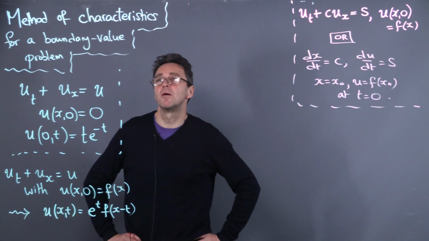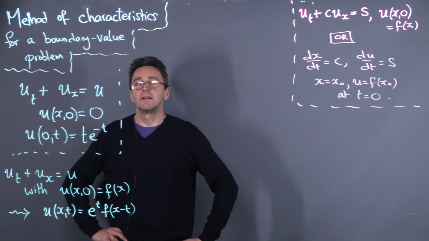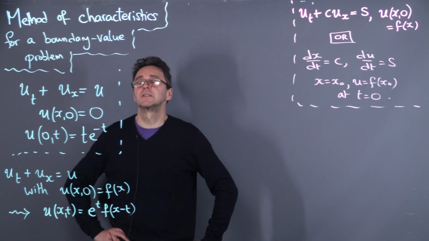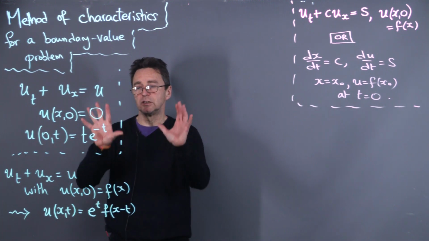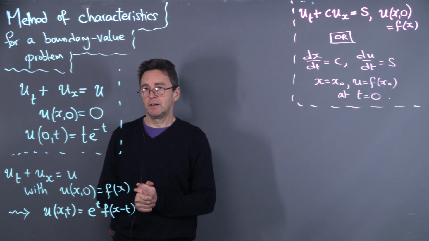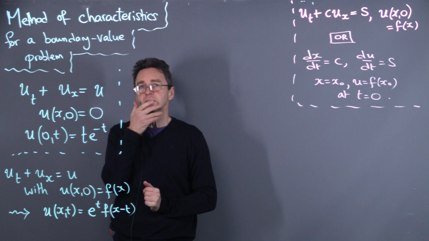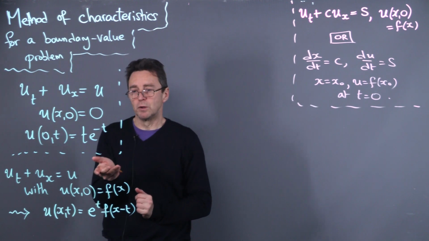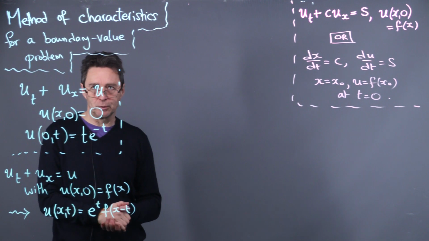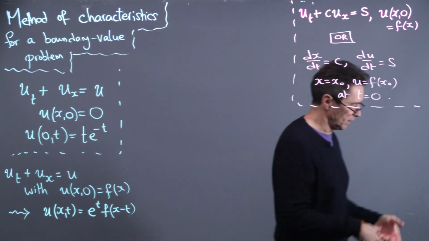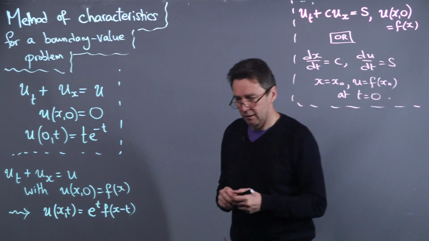Okay, welcome back. All right, so we are going to continue with the discussion of the method of characteristics, and at the end of the last session I talked about the fact that you had to make some revisions in order to deal with a boundary value problem. And let's just quickly review that.